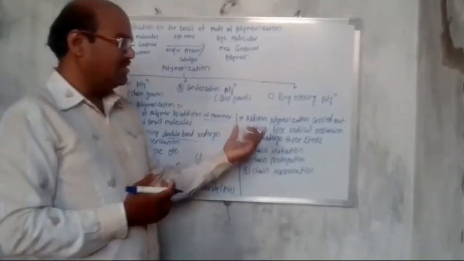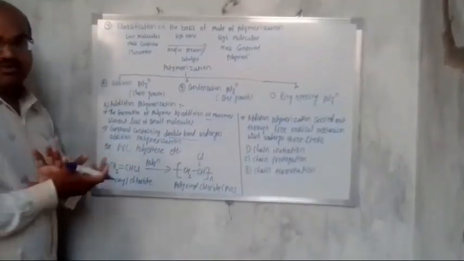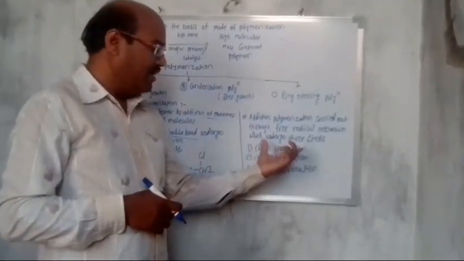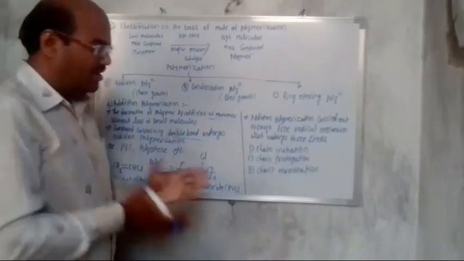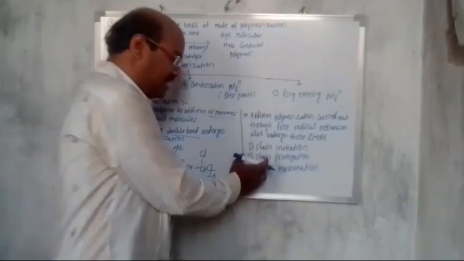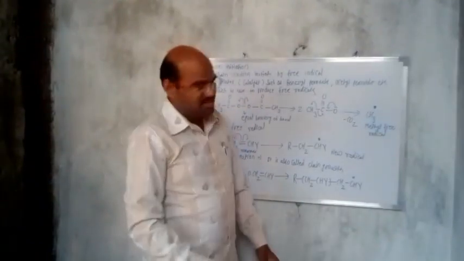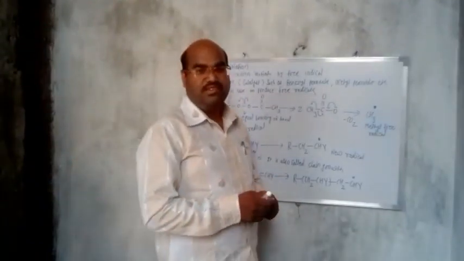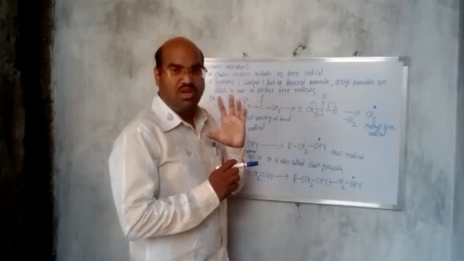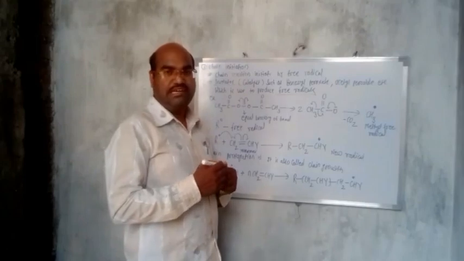Addition polymerization is carried out through a free radical mechanism. The free radical mechanism is carried out in three steps. We earlier discussed addition polymerization and its mechanism. The first step is chain initiation, the second is chain propagation, and the third is chain termination.